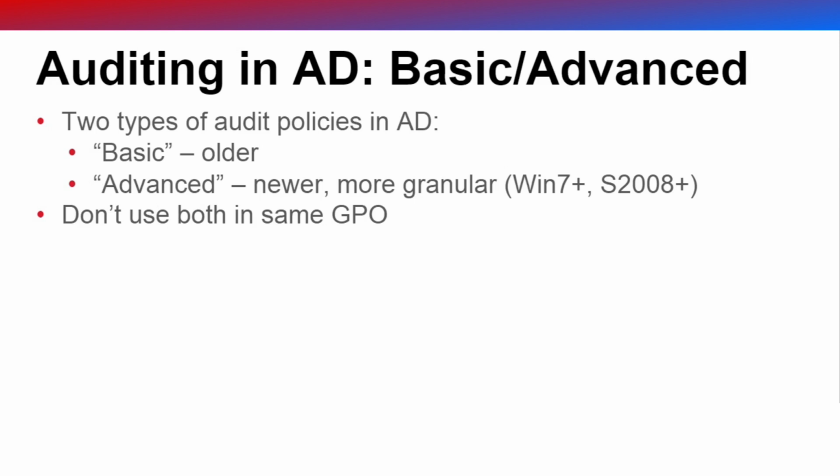So there's basic and there's advanced. The basic auditing in AD is the older kind. You generally don't want to use it anymore. It's still there, just a quick note. We certainly don't want to use both types in the same group policy object.